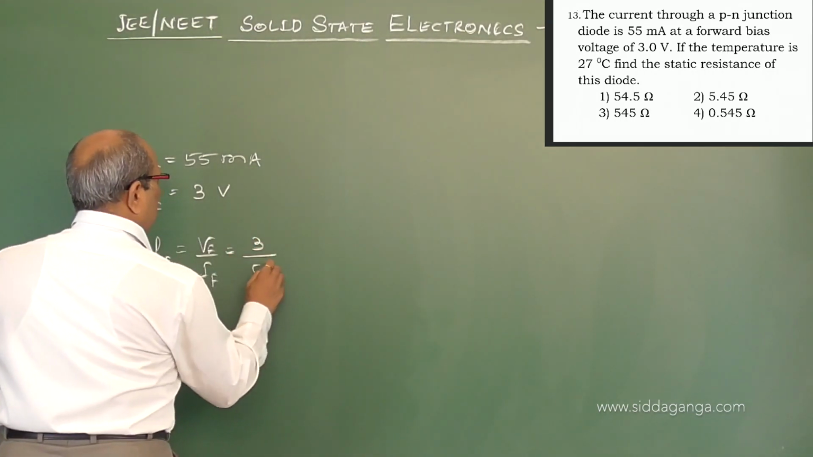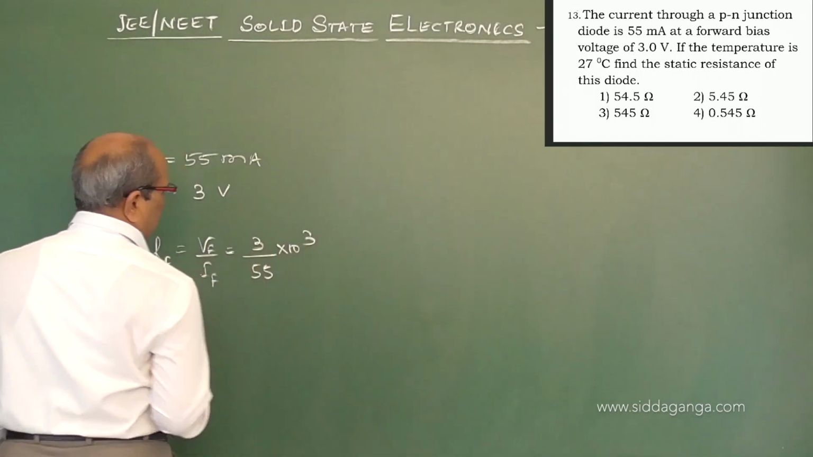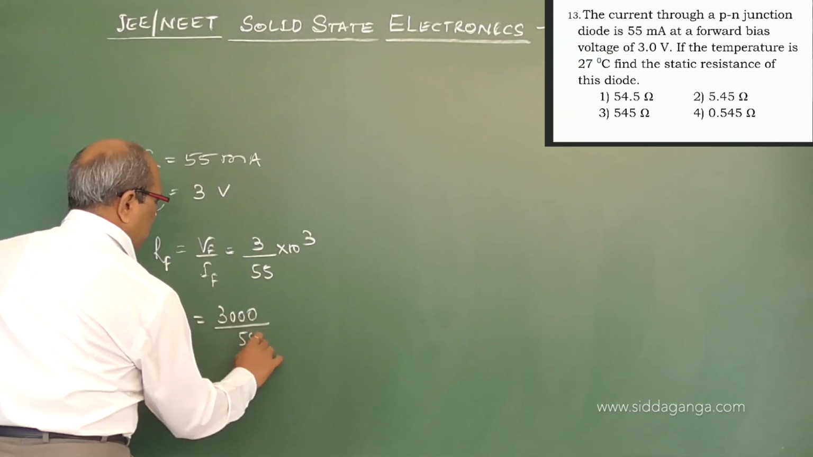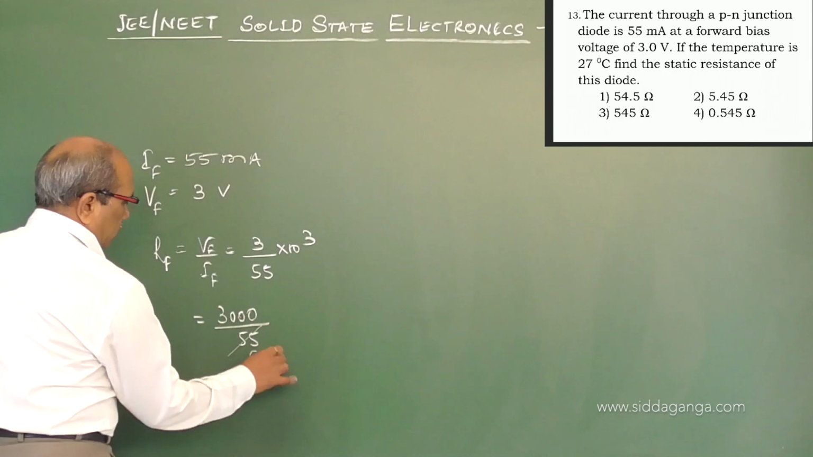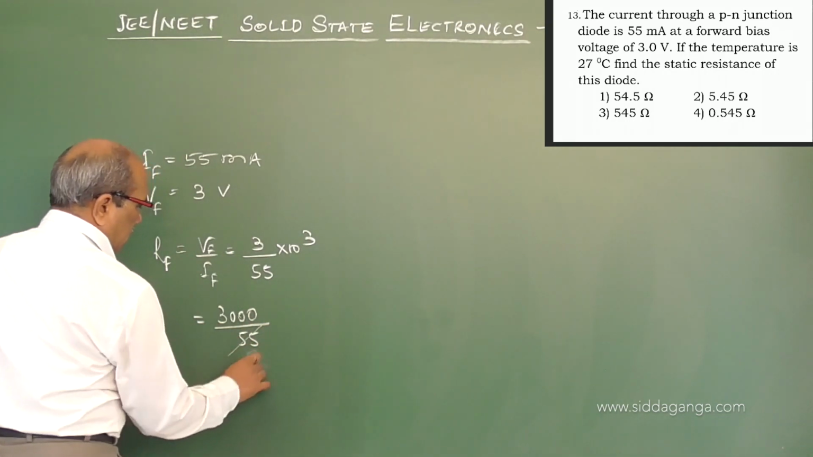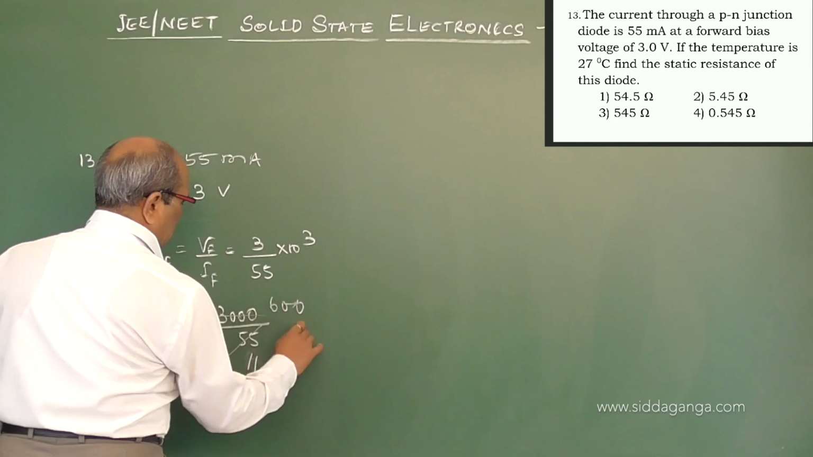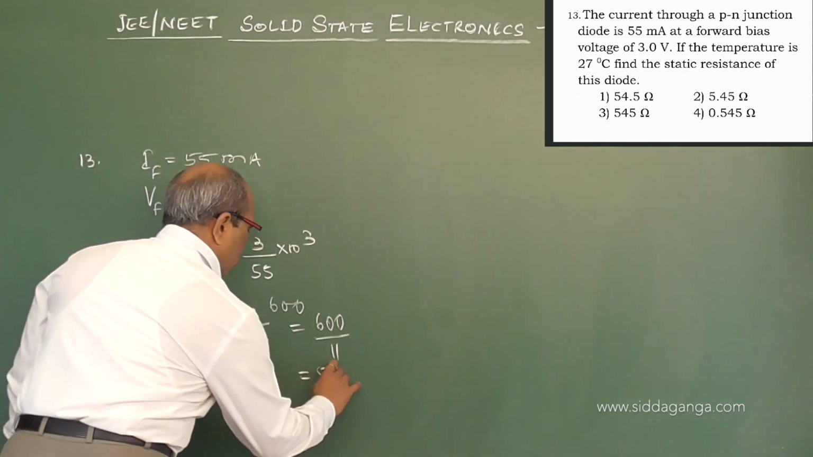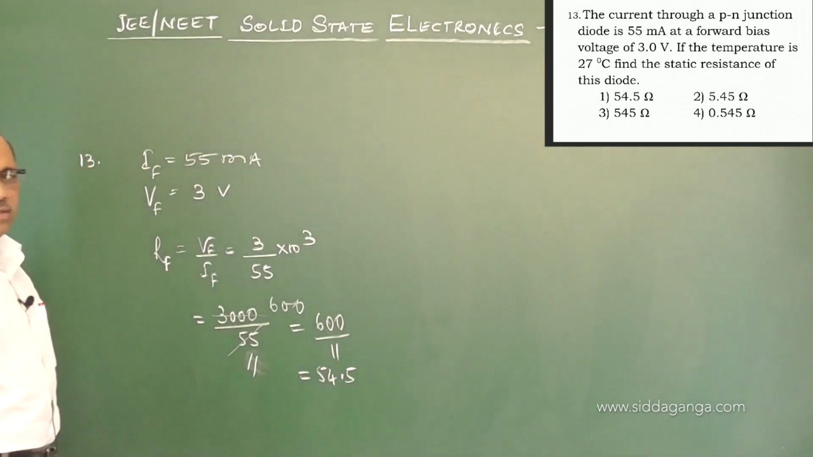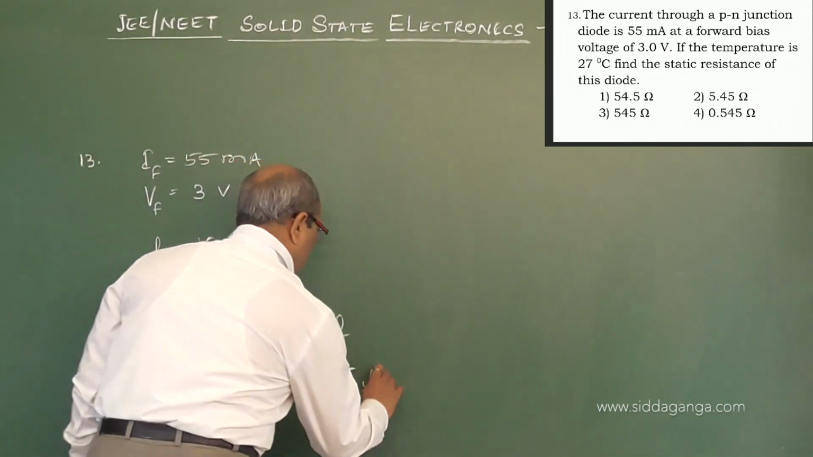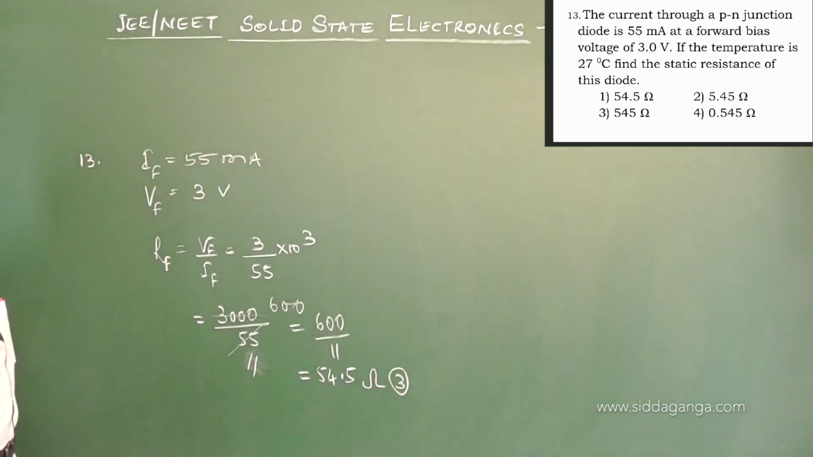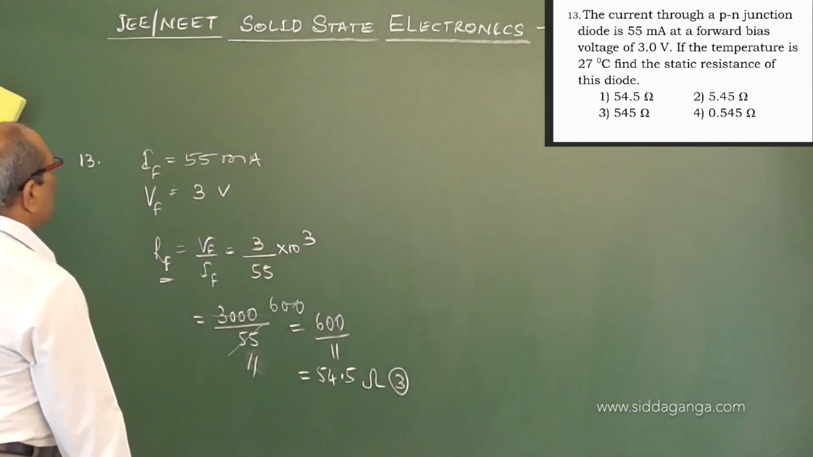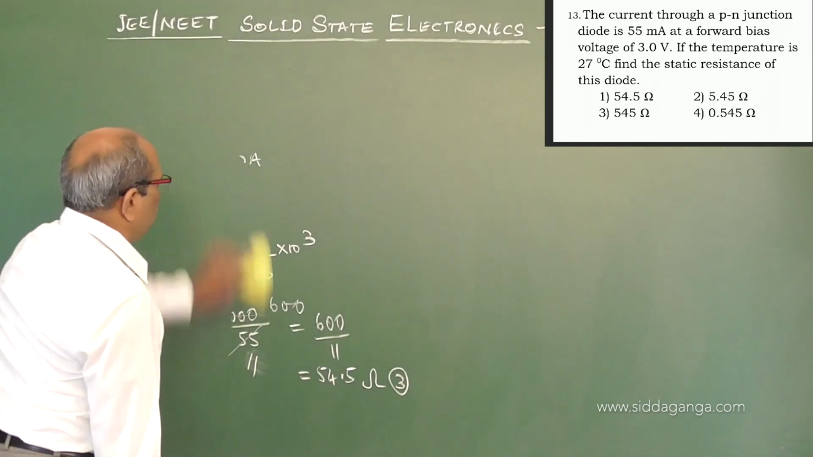3 divided by 55 into 10 power minus 3, the milliampere taken to the numerator. This becomes 3000 by 55. Simplifying, 600 by 11 gives 54.5. So 54.5 ohm, option number 3. The static resistance is the forward voltage supplied divided by the current developed in the diode circuit.